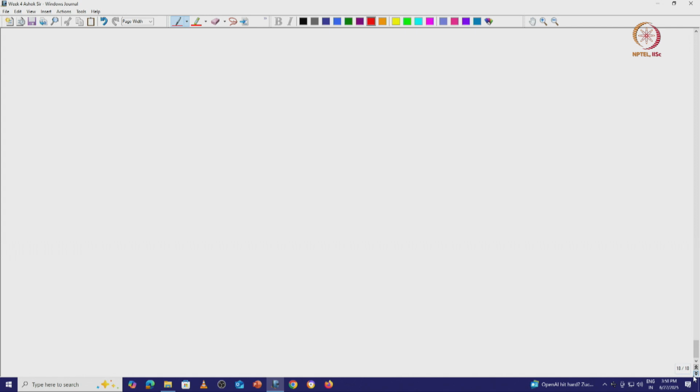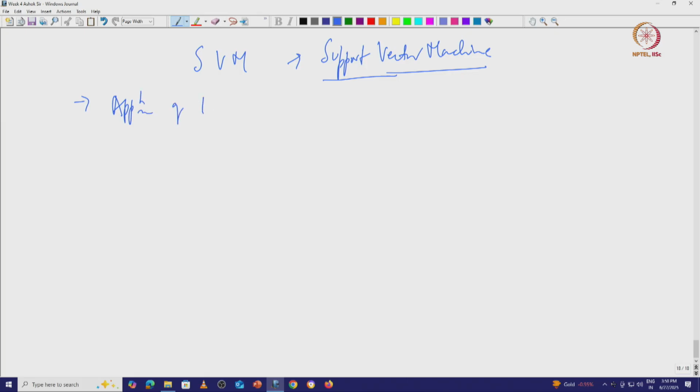We now wish to look at a topic called SVM, which is support vector machines. So this is basically an application of linear algebra in the field of pattern recognition and machine learning.